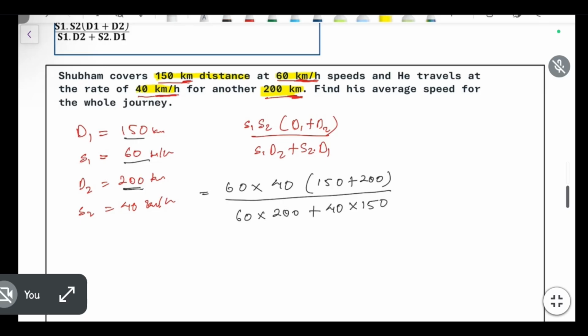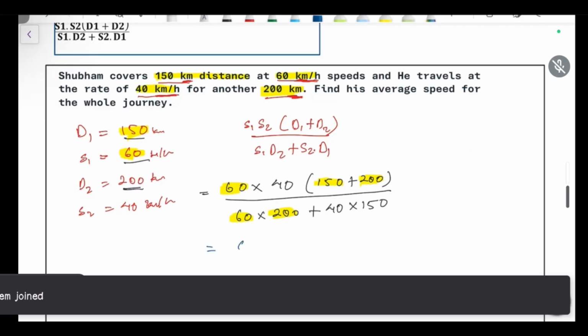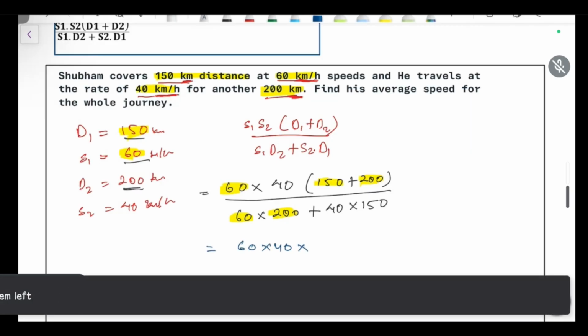So what I'm doing here is I'm just putting the values. Distance 1 is this one, and speed 1 is this one, and same thing here, distance 2 is 200, so distance 2, 200 here, and so on. Okay, so I've just put the values of all this in the question here. Now what I'll do is I'll find the value. 60 into 40, I'll just give it as it is. I don't want to multiply, so I'll just solve it directly.